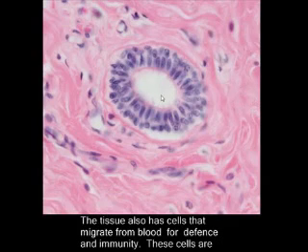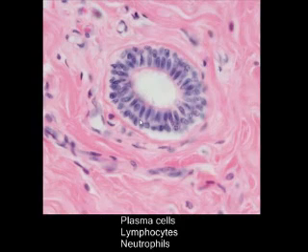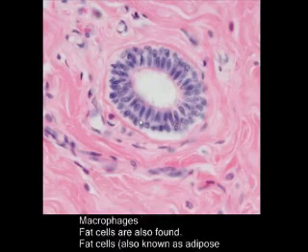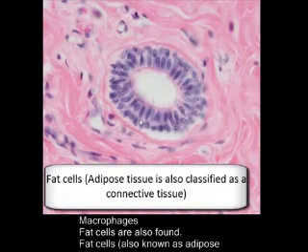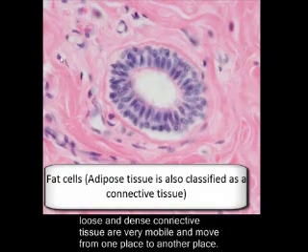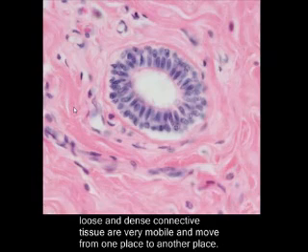The tissue also has cells that migrate from blood for defense or immunity. These cells are plasma cells, lymphocytes, neutrophils, eosinophils, basophils, mast cells, and macrophages. Fat cells are also found. Unlike epithelia, most cells of the loose and dense connective tissue are very mobile and move from one place to another place easily.